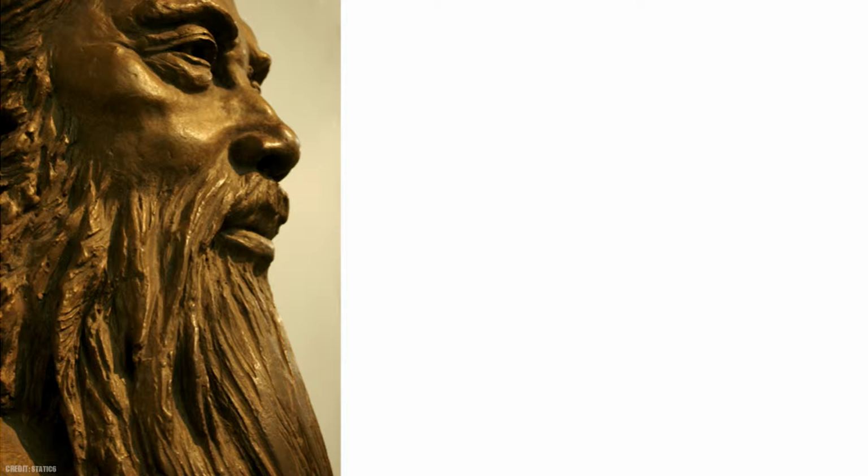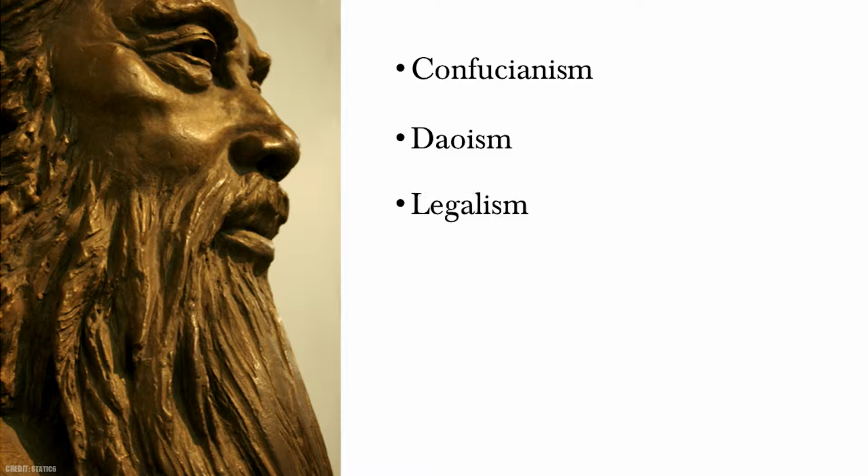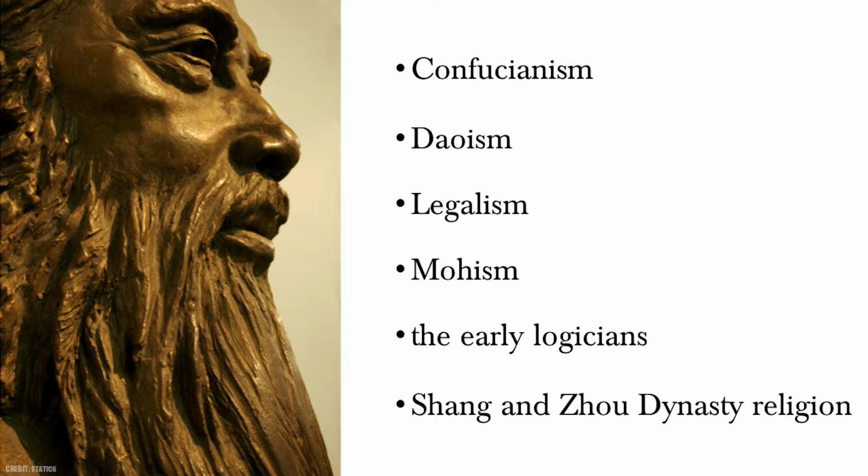So we'll be learning about early Confucianism, Taoism, legalism, Moism, logicians, all sorts of important movements in early China, many of which were very influential later on and shaped the development of East Asian religious thought.